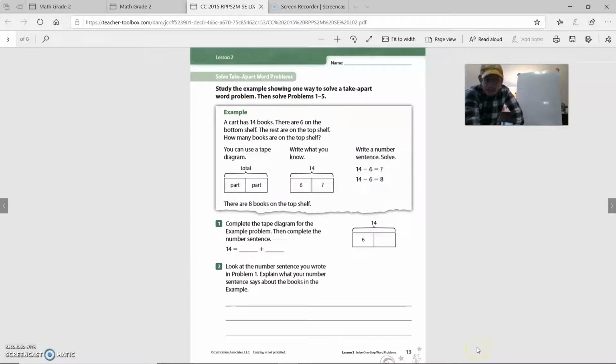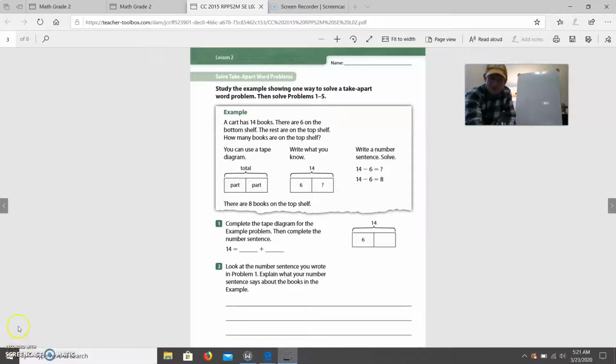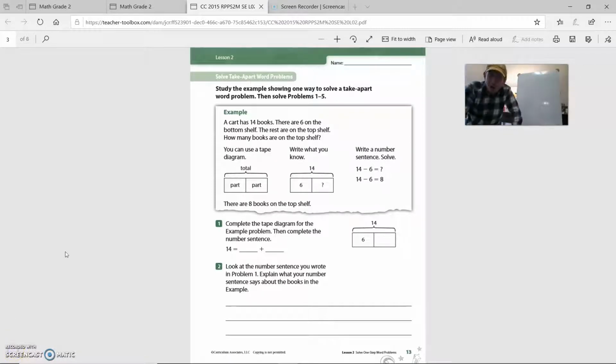In your packet, you need to be on page 13. Please pause the video now and either get your packet or go online and get what you need to follow along. All right, I'll see you in a second. Okay, so by now you should be ready. You should have your packet out in front of you, or you should have taken a look at it so you know what we're doing. We're going to do the example problem first, and let's just jump right in.